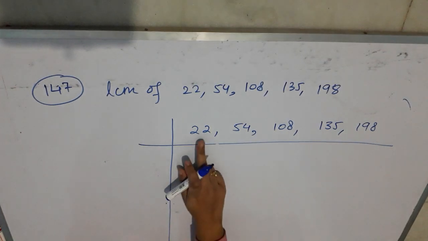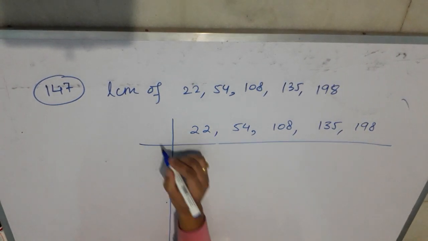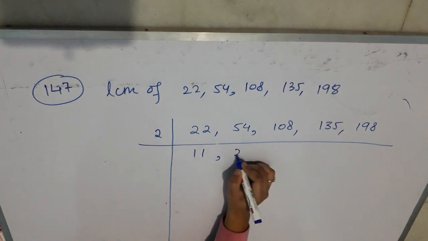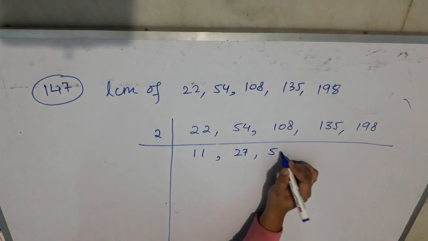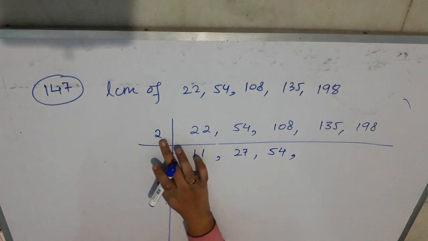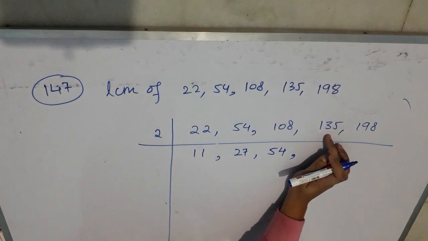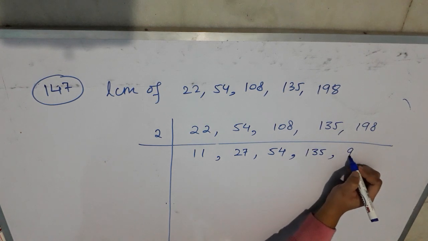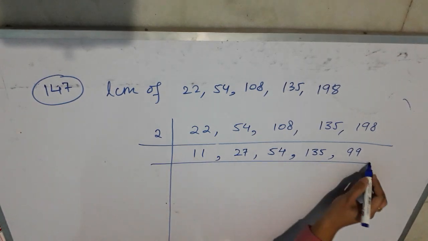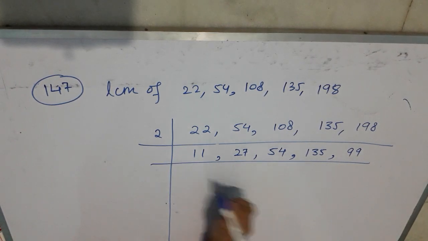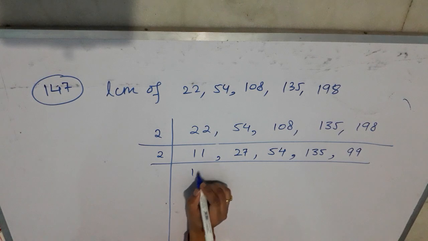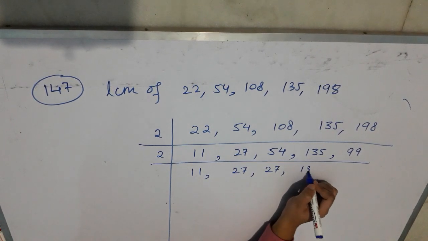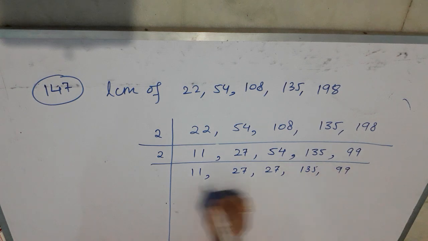You can see that there are numbers which can be divided by 2. So first we will divide by 2: 11, 27. The number which has no factor of 2, we will write as it is. 2 nines are 18 and 99. Again there is one number which can be divided by 2, so let's take 2 again: 11, 27, 27, 135, 99.